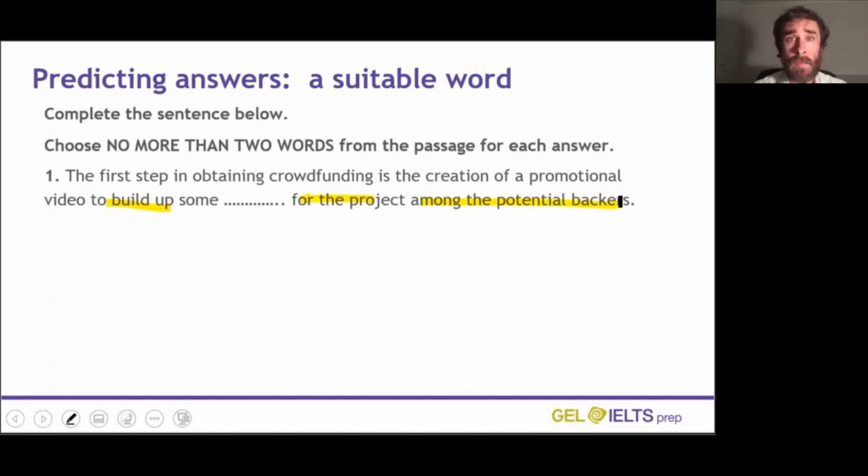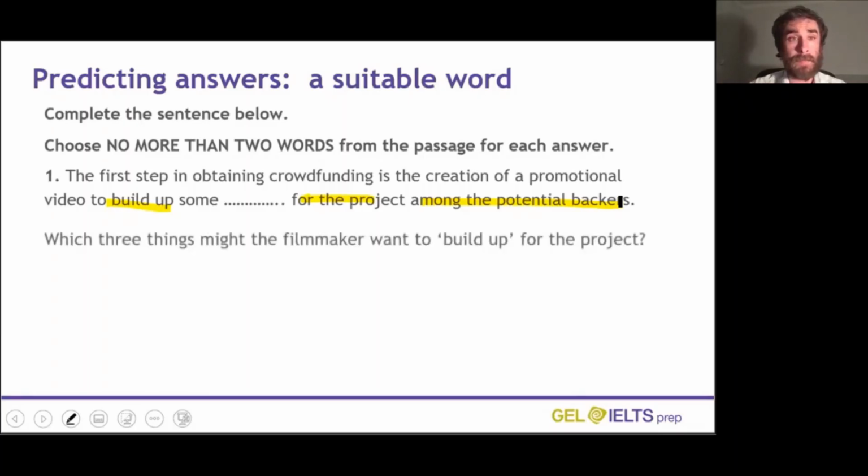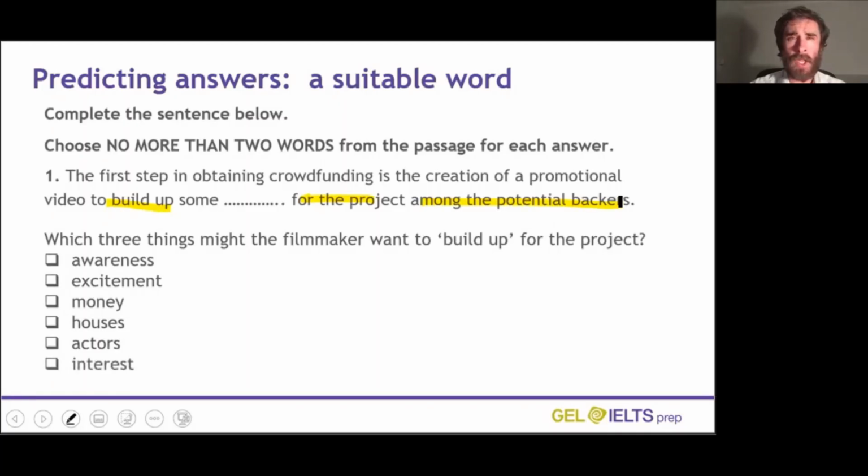Now, maybe we don't know what backers means, but we could guess that it's people with that ER ending. So what might we want to build up among people for a project? Let's think about some possibilities. Awareness, excitement, money, houses, actors, or interest. Which three of those make sense in the context of this sentence? Look at the next question below this video and choose the three possible options.